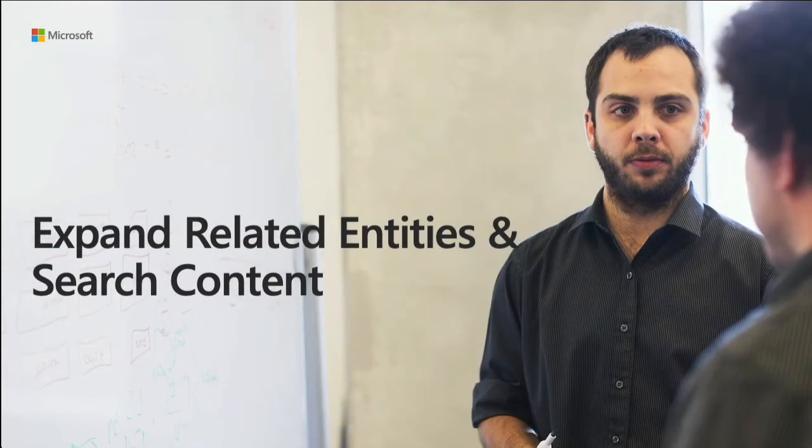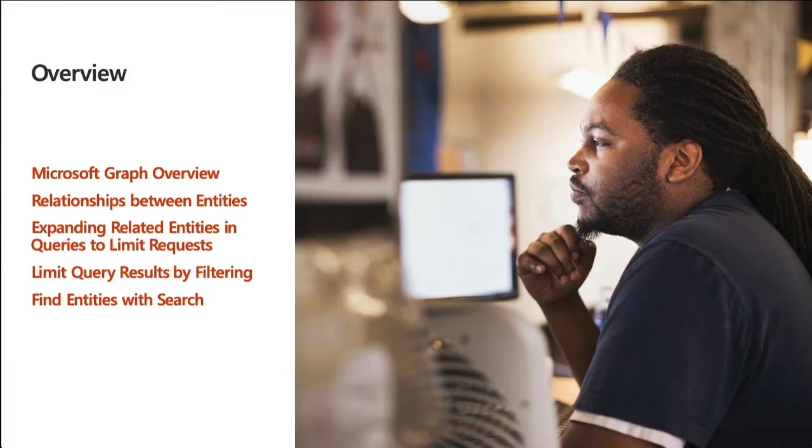In this section, we're going to explore how you can use two query parameters to both search and include related data in Microsoft Graph requests. We're going to focus on the relationship between entities and expanding related entities into queries to limit the number of requests that you'll submit, also to limit results by filtering and finding entities with the search capability.